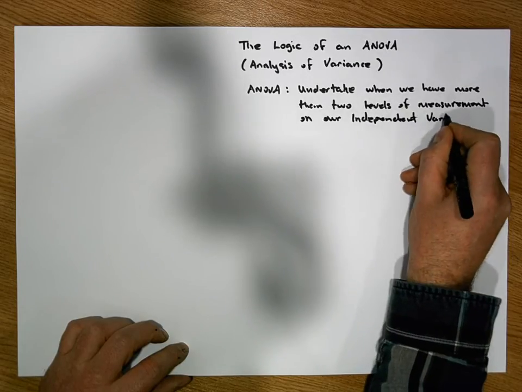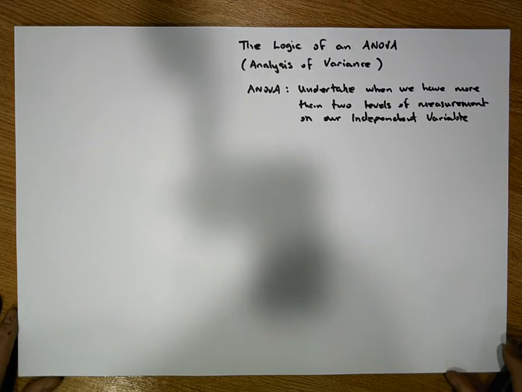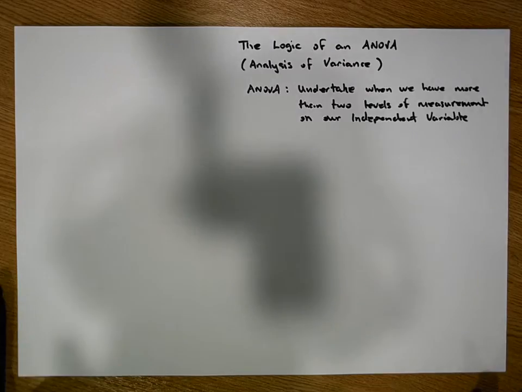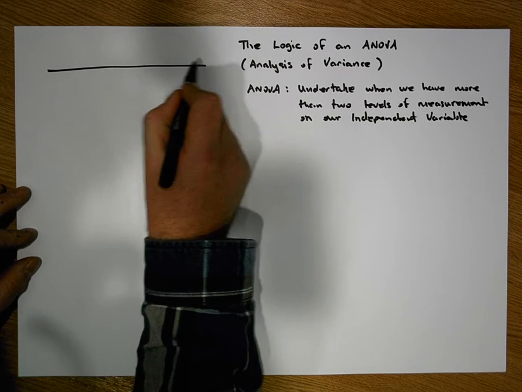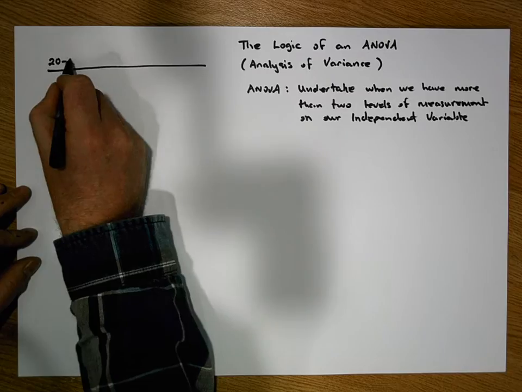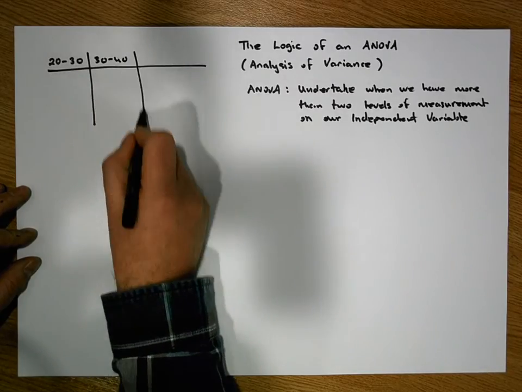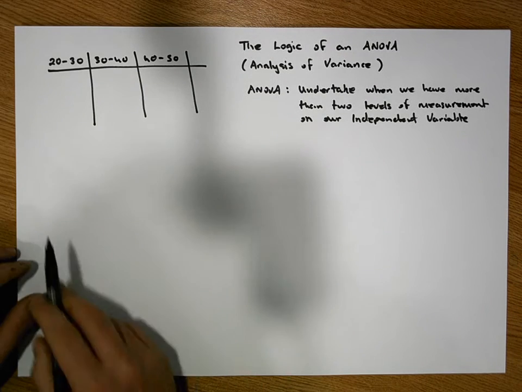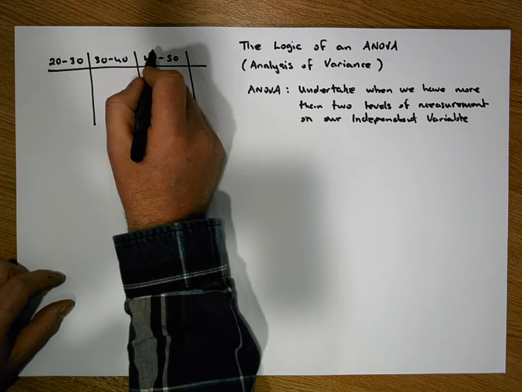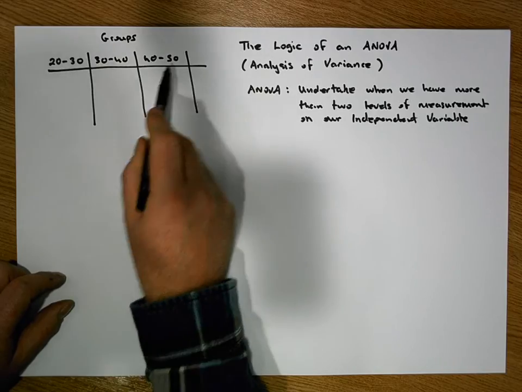So for example, we might conduct an experiment where we try to ascertain the spending behavior of students. We might break the students up into three groups: 20 to 30 year old students, 30 to 40 year old students, and 40 to 50 year old students. So we have three groups, classified based on the age of the respondent.